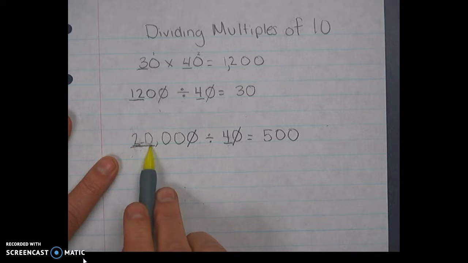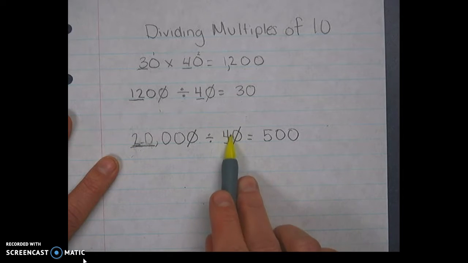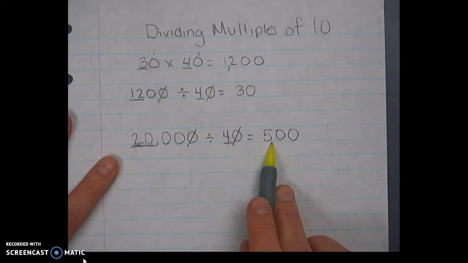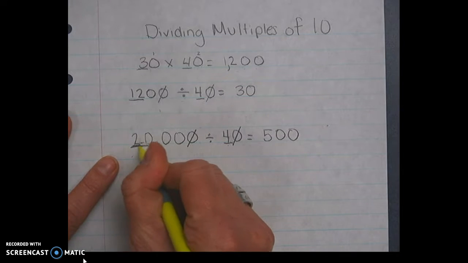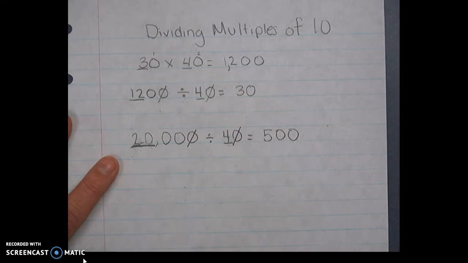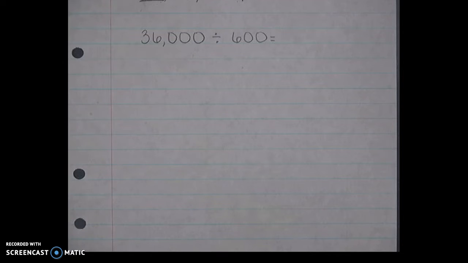But because I borrowed that 0 to make 20, I can't use it again later. It is part of that number that we use to divide to get 5. So it can't be used again. And that's why I made sure that I extended my line to extend under that 0 as well. The next problem, I would like you to try on your own. 36,000 divided by 600. Go ahead and pause the video, try it on your own, and then you can resume the video and we can check your work.